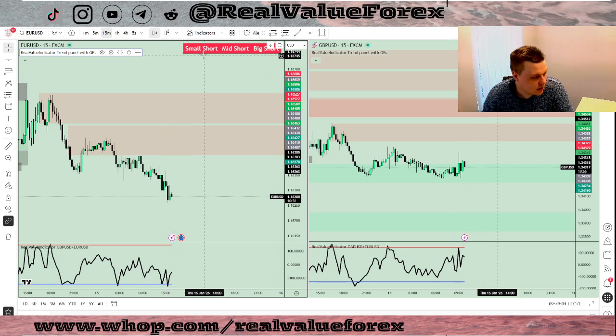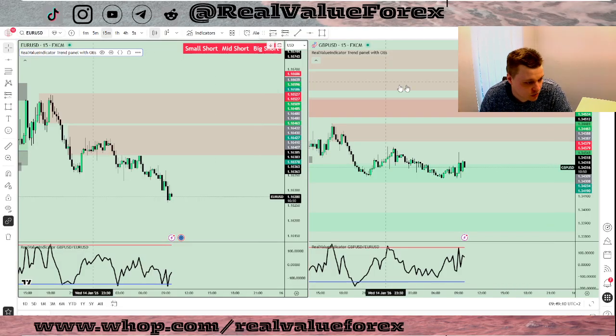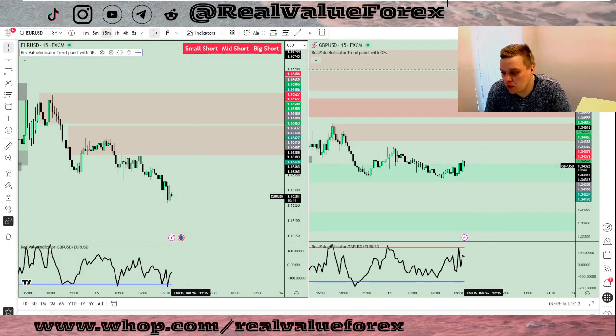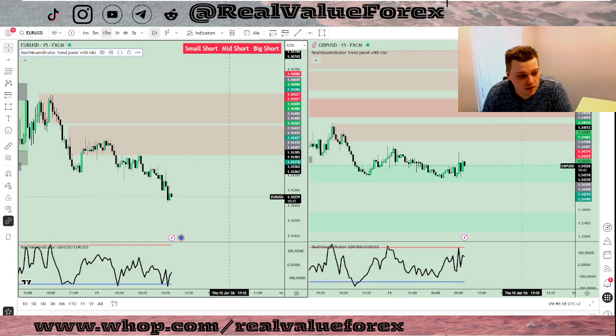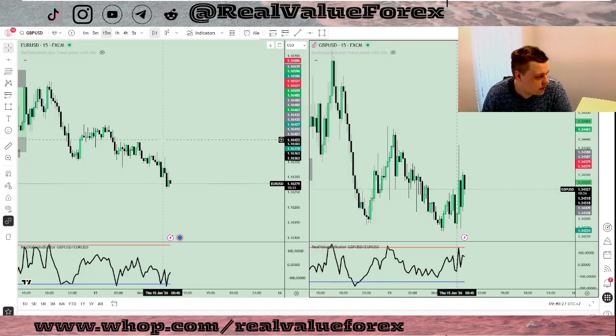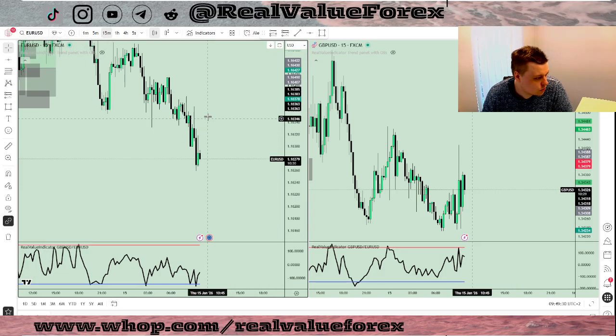Let's see what we have. On 15 minutes, we have small term, mid term, and big term trends. Everything is down. GBPUSD, only the small term trend is looking up. Mid term and big term look like down. Let's close this indicator for now. So EURUSD, do we have something?